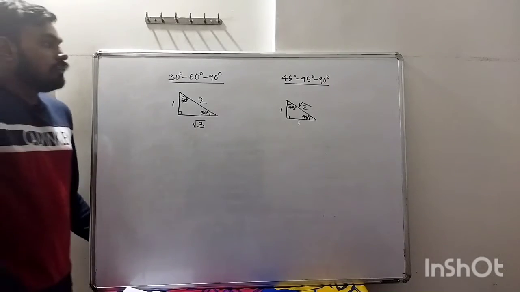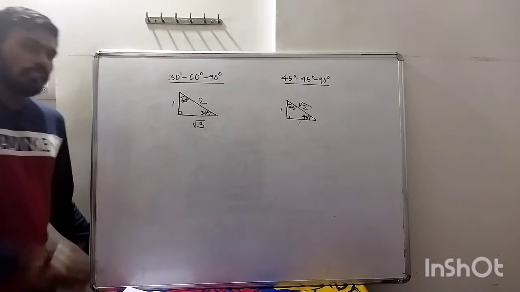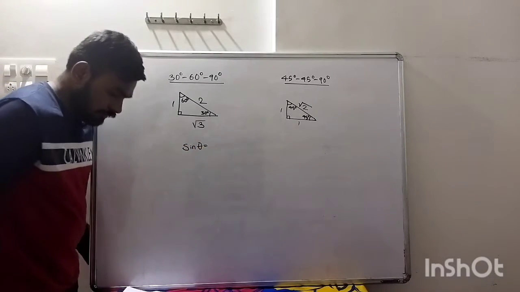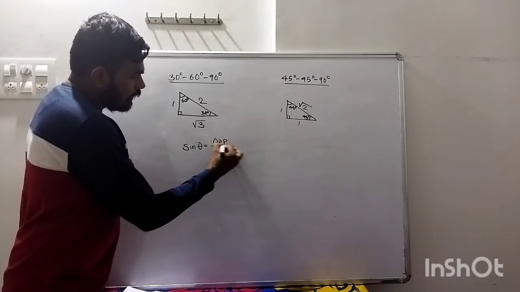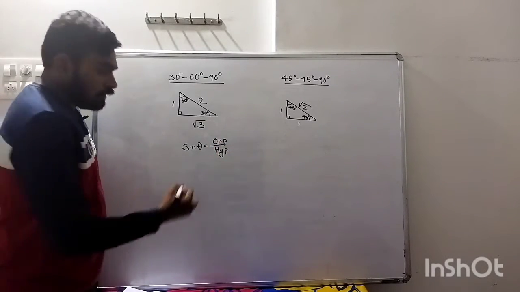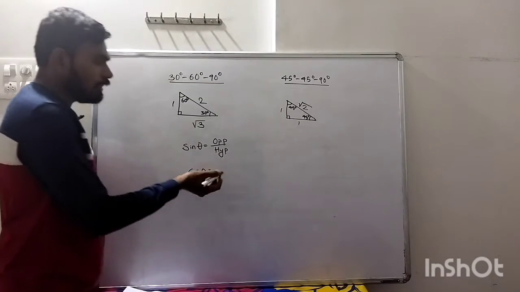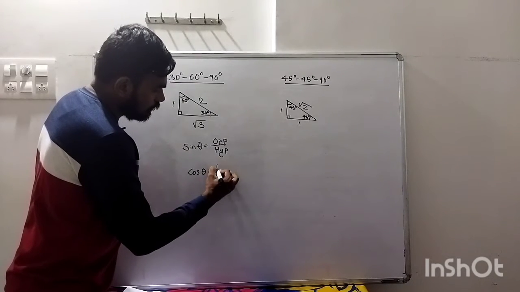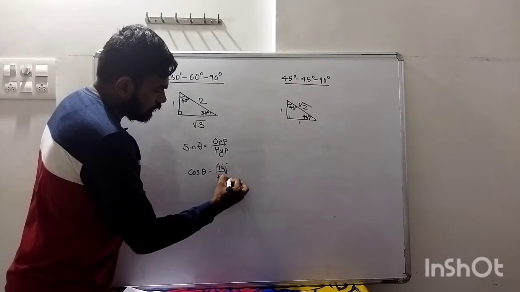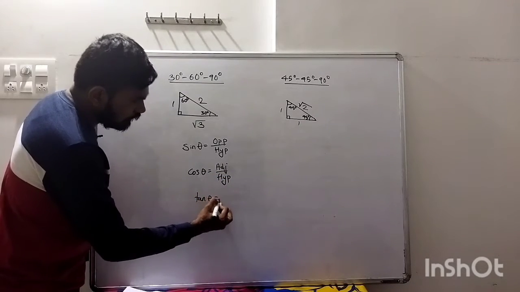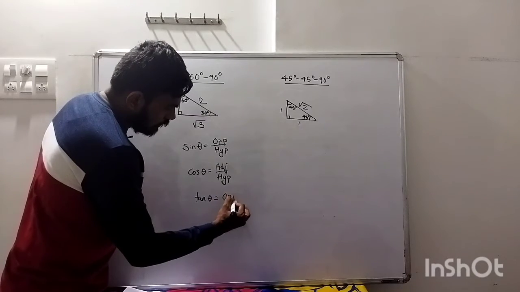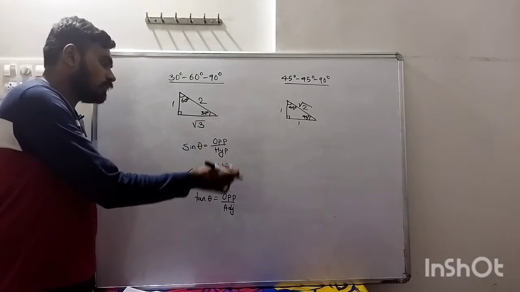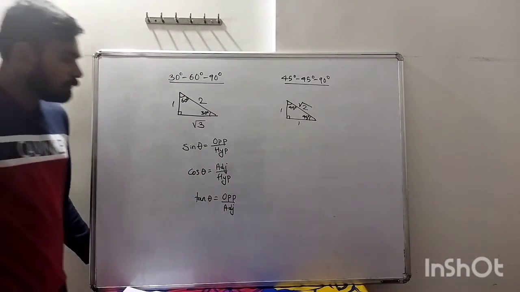Now along with this you must also know what the trigonometric ratios are. First, sin theta is what? Opposite upon hypotenuse, correct? Cos theta is what? Remember it from previous classes, 10th standard. Adjacent upon hypotenuse. Third thing, tan theta is what? Opposite upon adjacent. Remember this? Sin theta is opposite upon hypotenuse, cos theta is adjacent upon hypotenuse, tan theta is opposite upon adjacent.